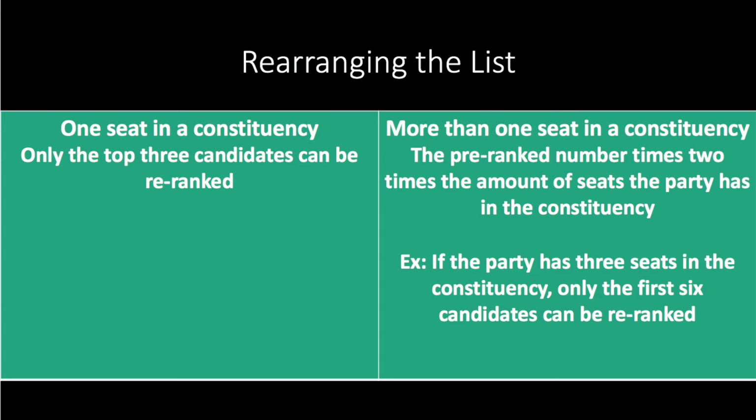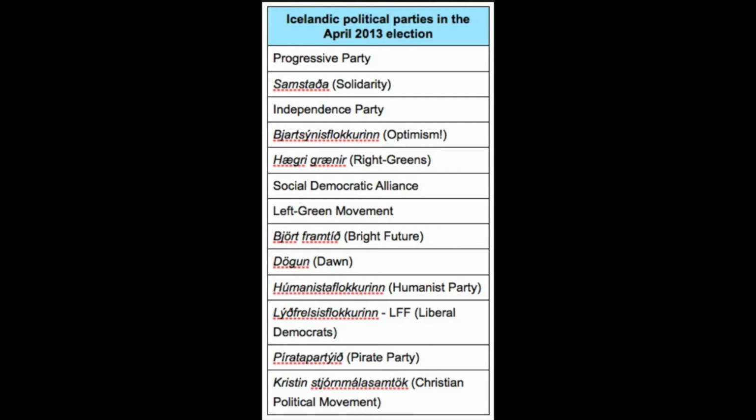But voters can only rearrange the first few candidates. If the party only has one of the seats in the constituency, only the first three candidates may be altered. But if a party has more than one seat in the constituency, the line is drawn at the pre-ranked number 2 times the amount of seats the party has in the constituency.